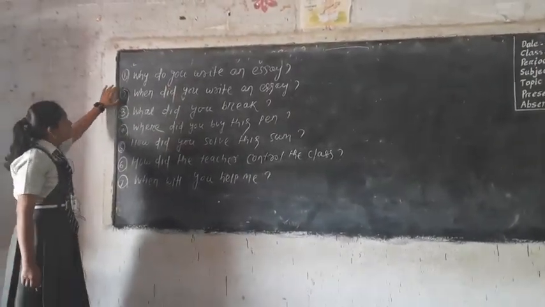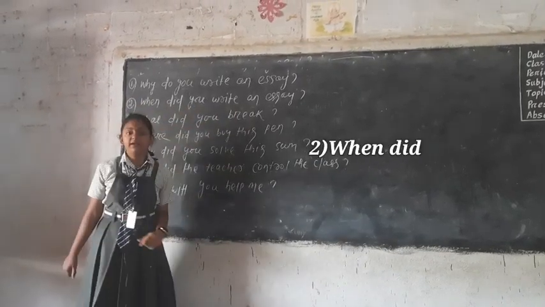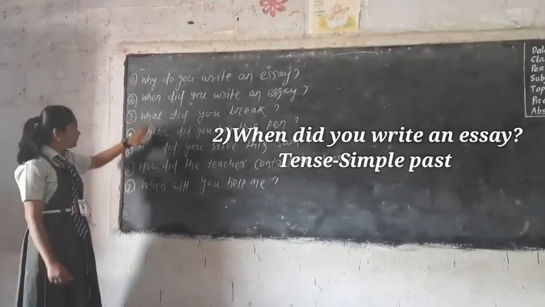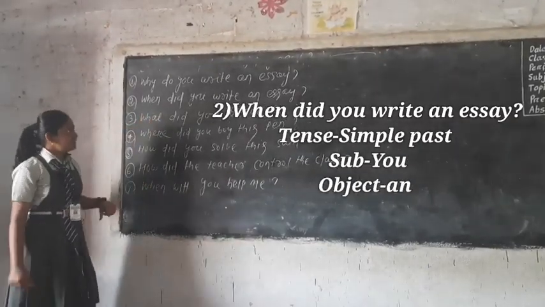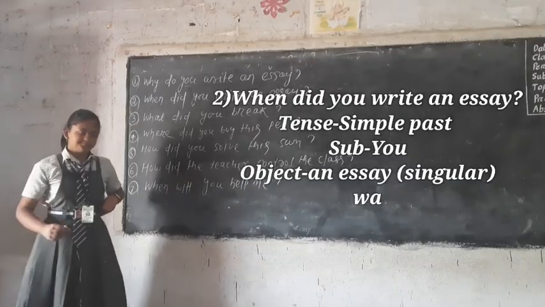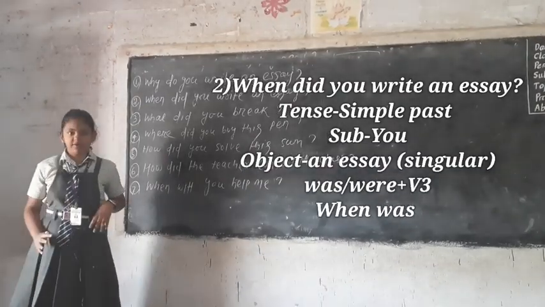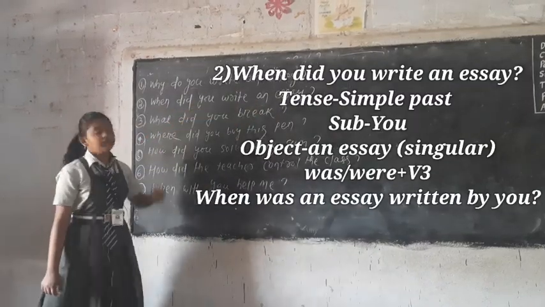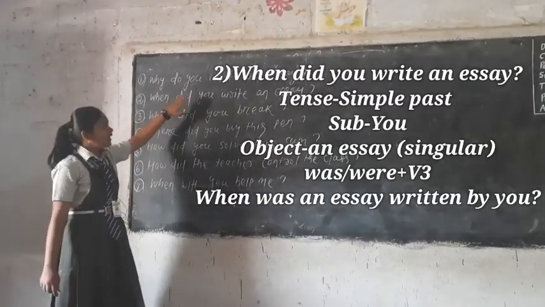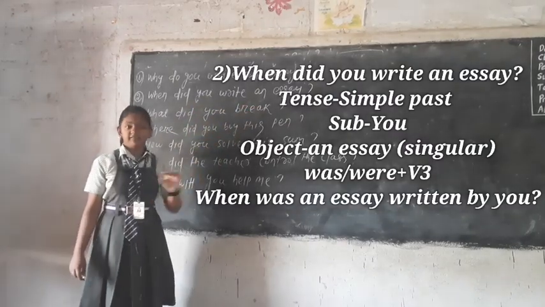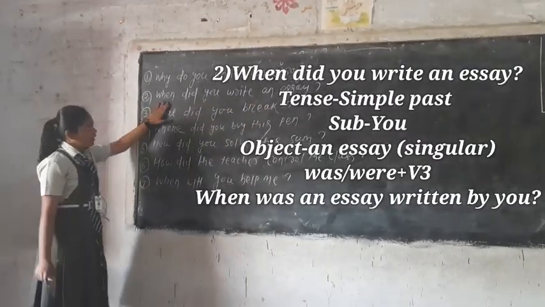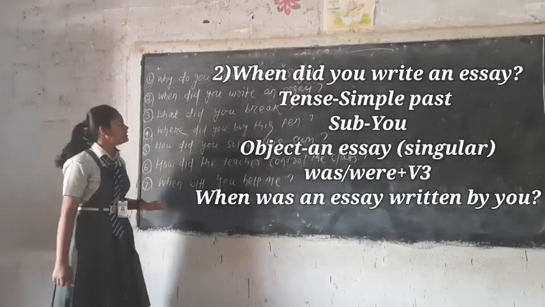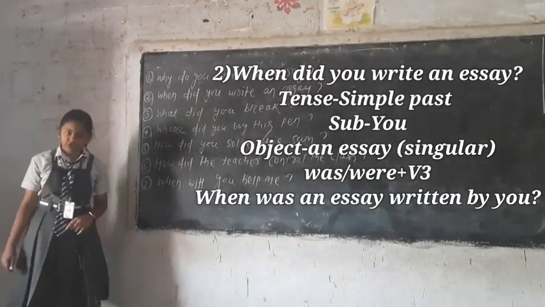Similarly, question number 2, when did you write an essay? This is in the simple past tense. When we passivize simple past tense, was or were plus verb 3 structure. So an essay is the object, you is the subject here. When was an essay? An essay is in the singular form, so was. When was an essay written? Verb 3 form of write, written, by agent, that is by you.